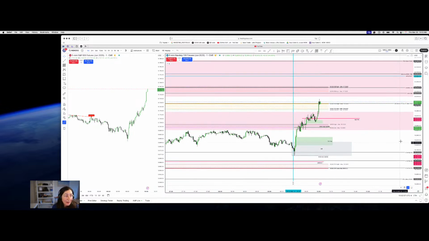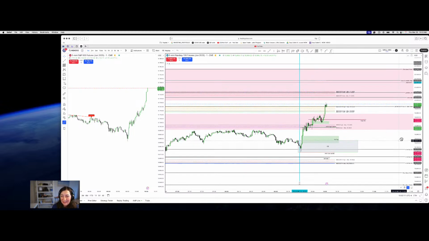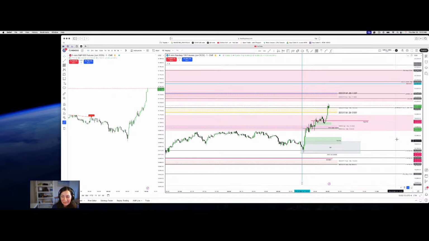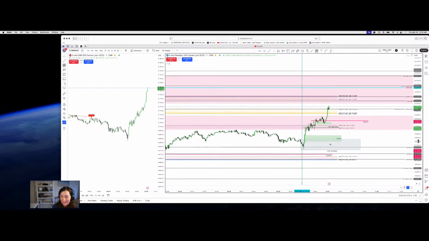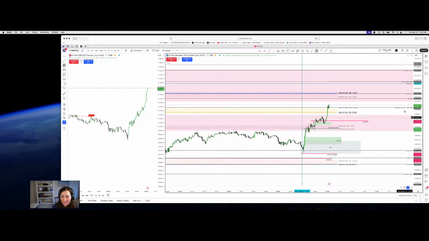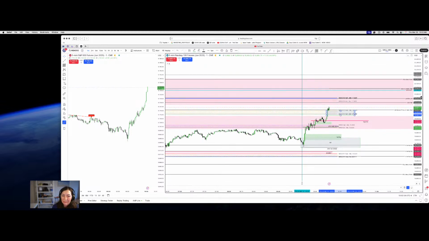I love the names that ICT has. A kill zone. Price pushing up.